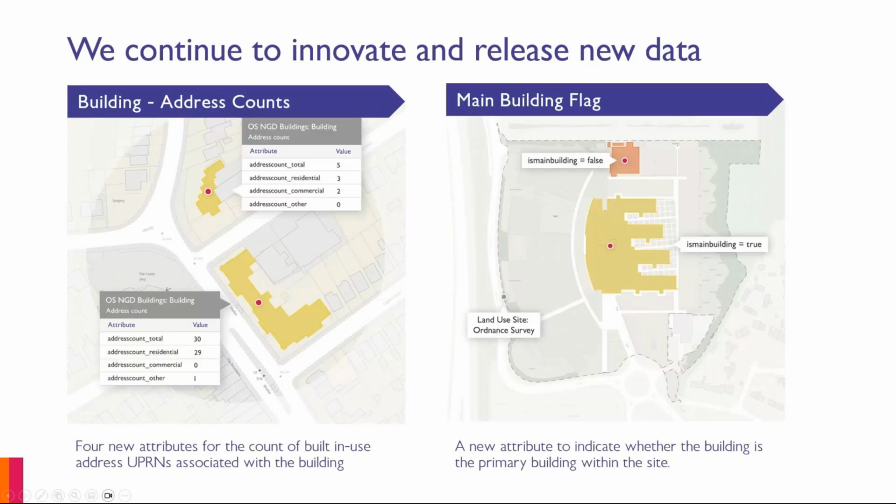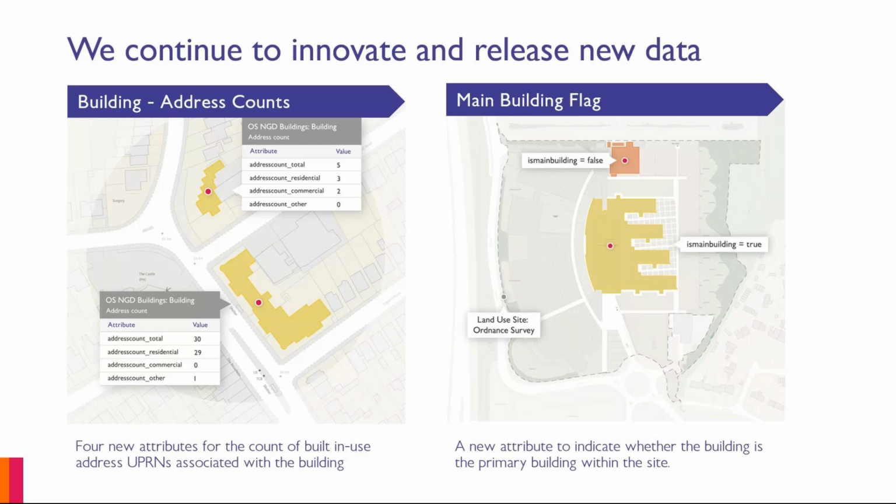And further to this, to link between buildings data and address data, we have released a new attribution for the count of built-in-use address UPRNs, unique property reference numbers, associated with that building. This includes the count of the number of residential and commercial properties within that building, any other classifications within our address portfolio, and also a total of the addresses within that building as well, or live addresses, I should say. And this is useful for quickly identifying and selecting properties of interest, and this saves time working across multiple data sets.